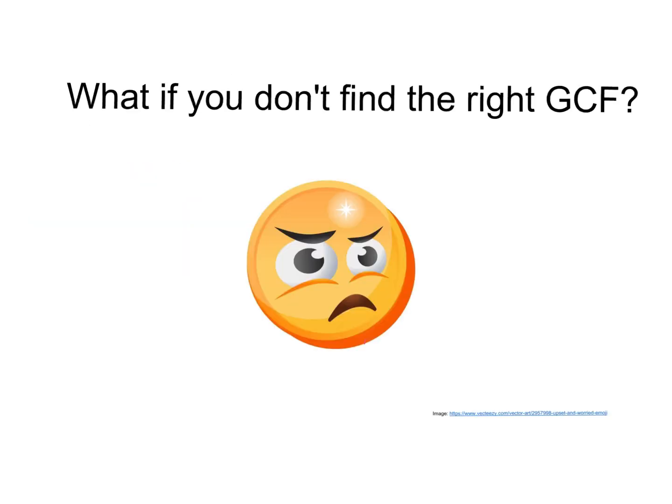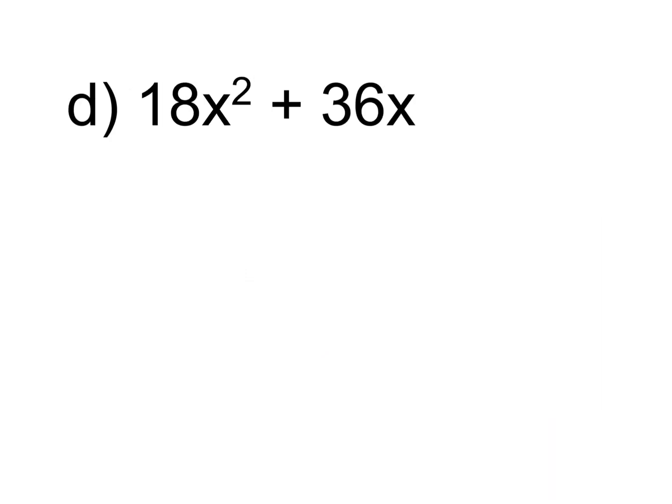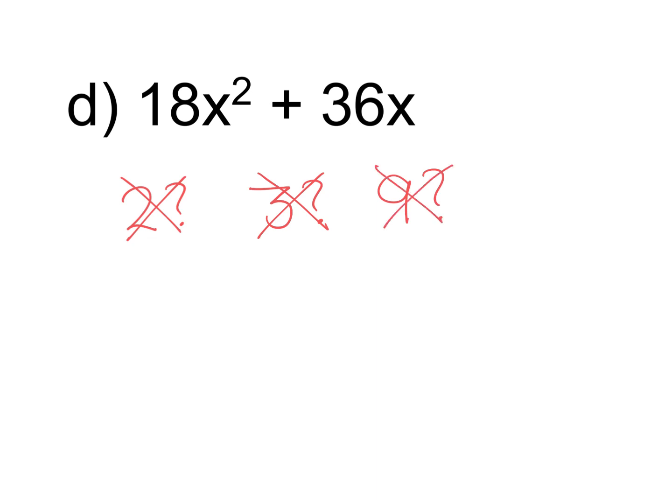So far, we've been finding the greatest common factor. But what if you do find a number that can be divided, but it's not the biggest number? Let's take this question as an example. Now, would 2 go into 18 and 36? Yes, but it's not the biggest number. What about 3? Yep, that can be divided into 18 and 36, but that's not the biggest number. How about 9? Believe it or not, that's still not the biggest number.